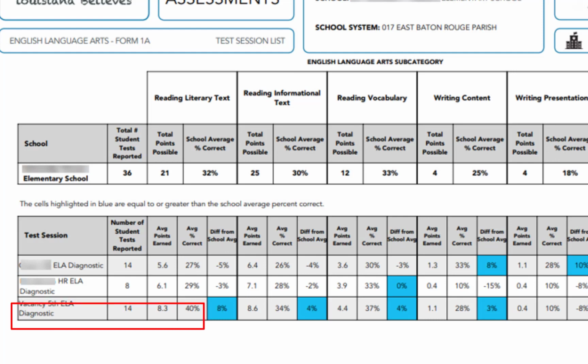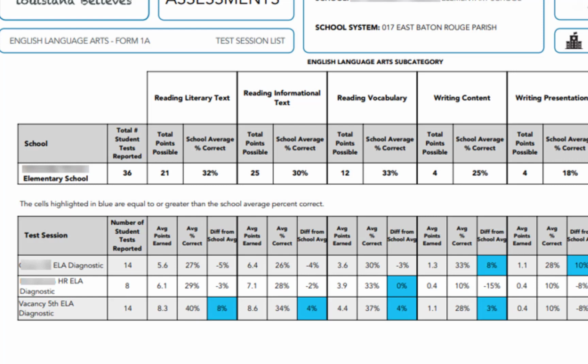And notice the percent here. 5.6 divided by 21 is 27%. 6.1 divided by 21 is 29%. 8.3 divided by 21 is 40%. So that's how they get those percentages. Now let's talk about the differential, the difference from the school average.